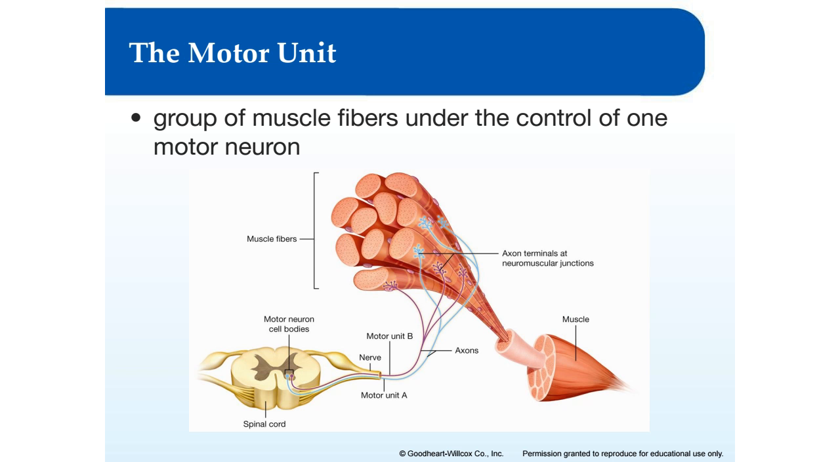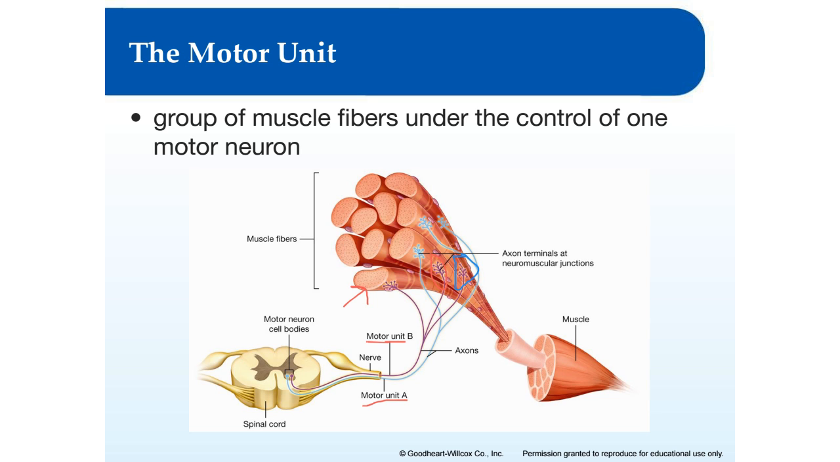Okay, so we're going to start here with the motor unit. The motor unit is just a group of muscle fibers under the control of one motor neuron. You can see, for instance, down here I've got motor unit B versus motor unit A. So it's one motor neuron and all of the muscle fibers that that one motor neuron controls. For instance, motor unit B, the purple one, is going to this muscle fiber, oh, can't see the red very well, and this muscle fiber here. And so that would be the motor unit.